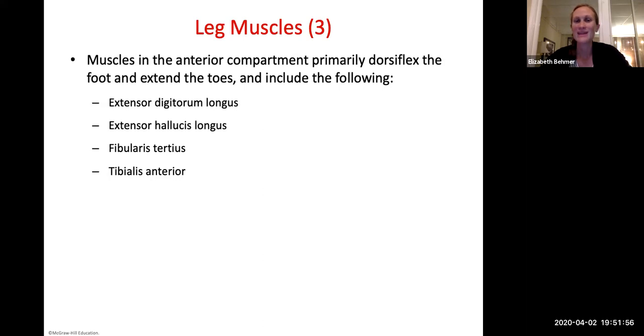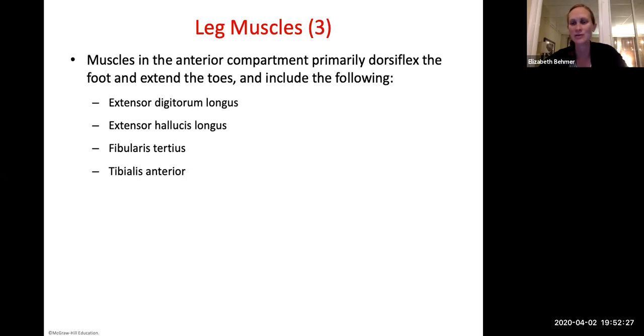The nice thing about the anterior compartment, these will be primarily dorsiflexors. So they will dorsiflex the foot and extend the toes. So their names will all be with extensor, digitorum, hallucis. Tibialis anterior is the answer to number 13. The primary dorsiflexor of the foot at the ankle is the tibialis anterior.